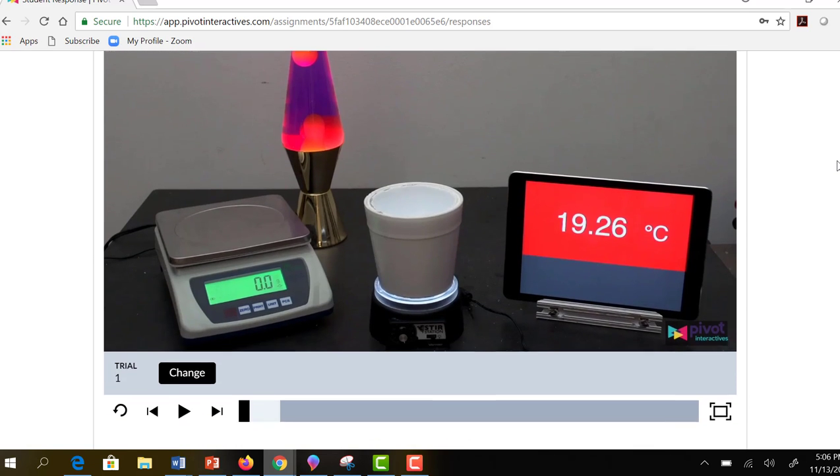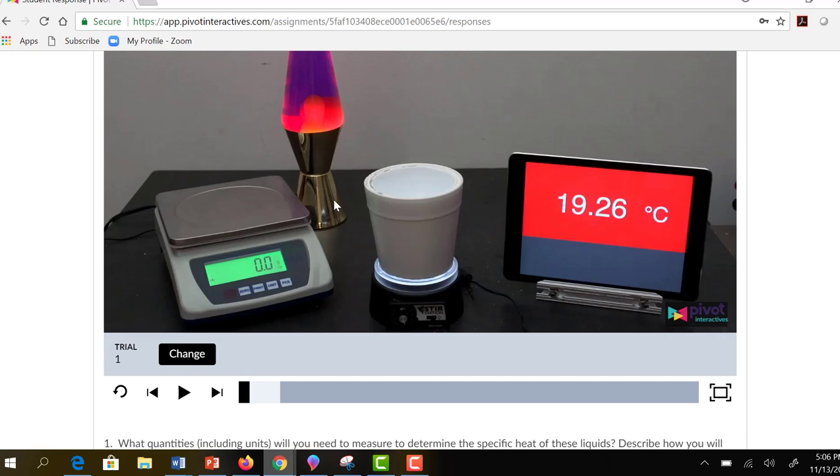So let's take a look at this actually. What do we have here? Here's a scale. We can get the mass of our sample here. The lava lamp is just for your viewing pleasure. It's not actually used in the lab. Here the temperature is displayed in degrees Celsius. And this sample here is in a styrofoam insulated cup. And you'll see in a minute, this is on a heating plate. There's another heating element that goes in the top.